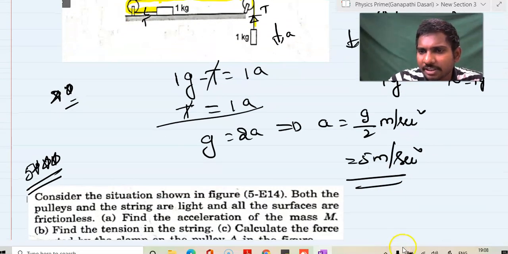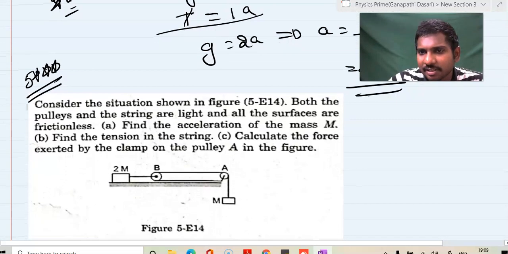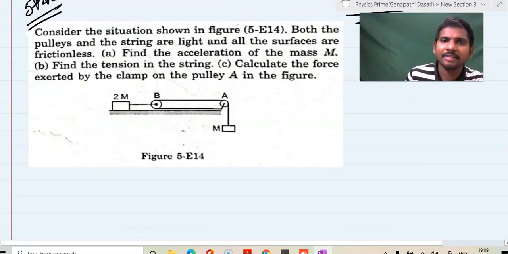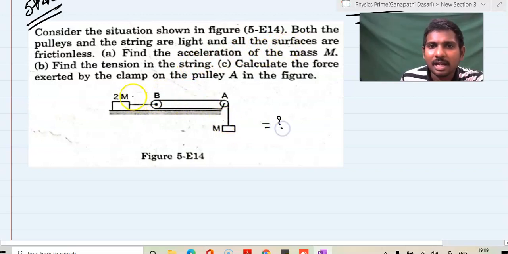In the previous video I mentioned there will be another important point that I'll convey to you in the next lecture, and I will convey this point in this question. Consider the situation shown in the figure. Both the pulleys and the string are light and all the surfaces are frictionless. Find the acceleration of the mass capital M. Find the tension in the string. Calculate the force exerted by the clamp on the pulley A in the figure.